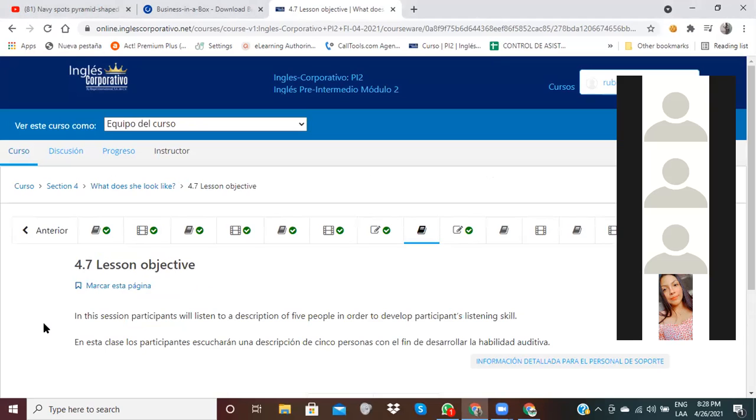4.7. In this lesson, participants will listen to a description of five people in order to develop participants' listening skills. En esta clase, los participantes escucharán una descripción de cinco personas con el fin de desarrollar la habilidad auditiva.